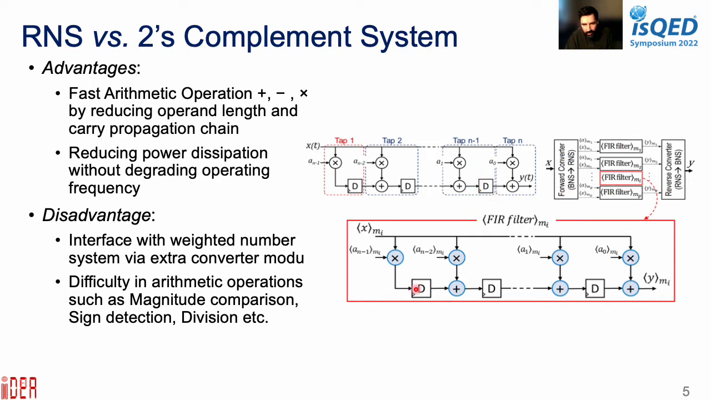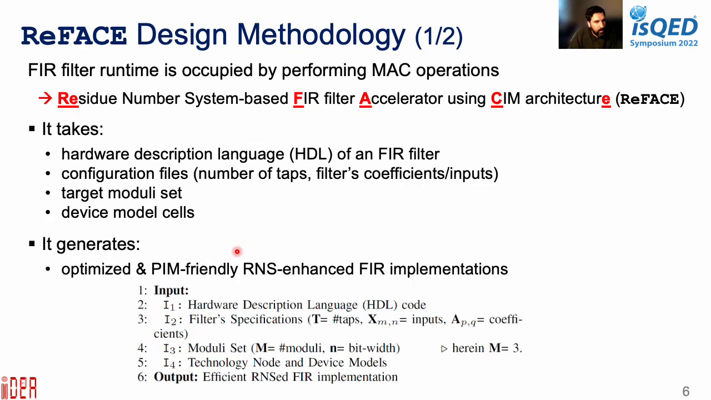This one shows a schematic of an RNS FIR filter, and here is an RNS FIR filter in transposed form. As you can see, almost all of the FIR filter runtime is occupied by performing MAC operations. So we have to focus on this part. We have to accelerate these arithmetic operations and expect that the total runtime reduces significantly. To accelerate the FIR filters, we have to accelerate the MAC operation.